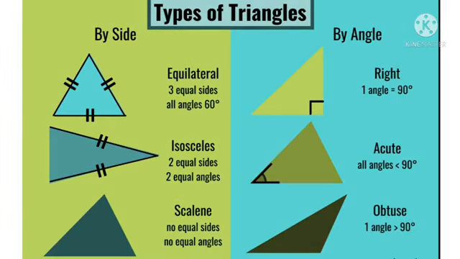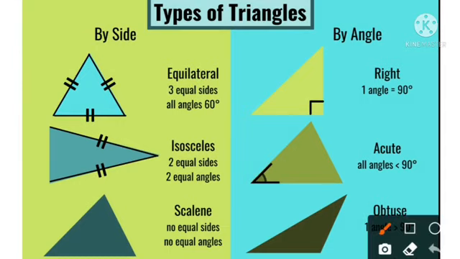Then the second is the isosceles triangle. See here, it is the isosceles triangle whose 2 sides are equal and 2 angles, the base angles, are equal. So it is called an isosceles triangle. Then the third one is the scalene triangle, which means all 3 sides are unequal and all 3 angles are not equal. So it is called a scalene triangle. These are the types according to their sides.